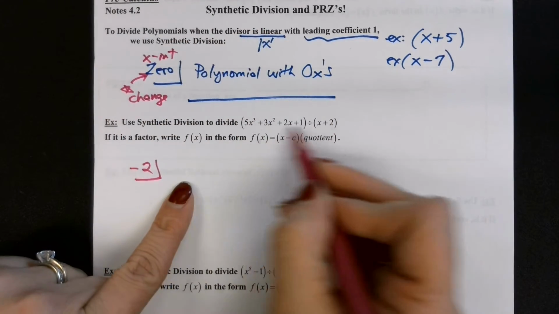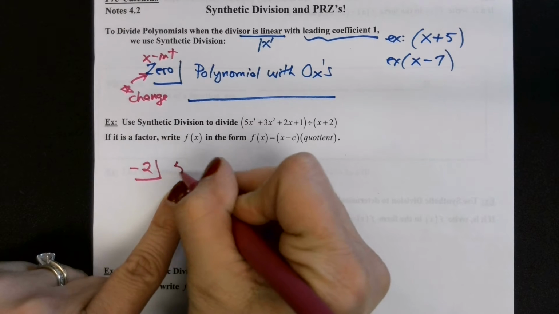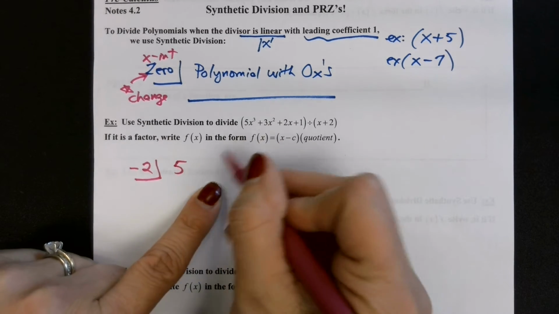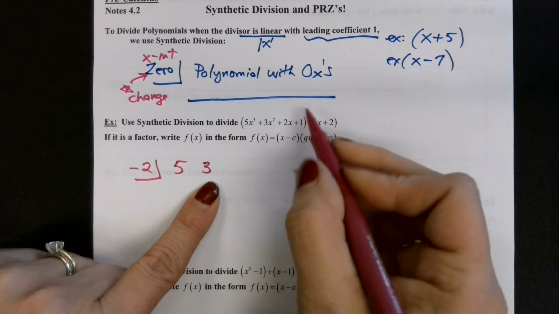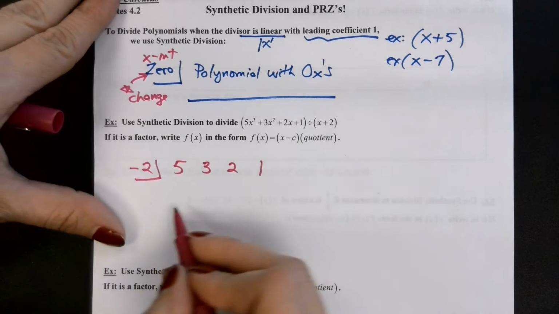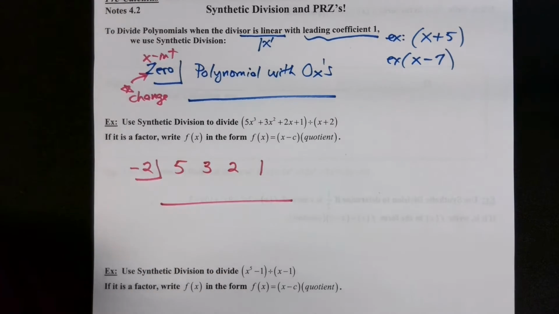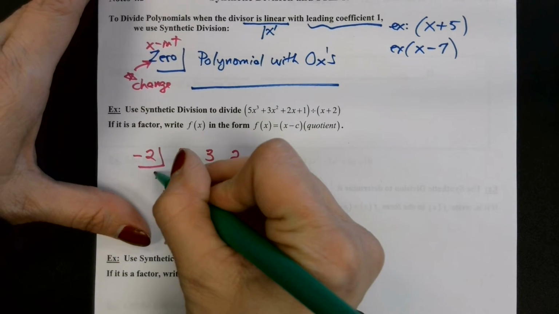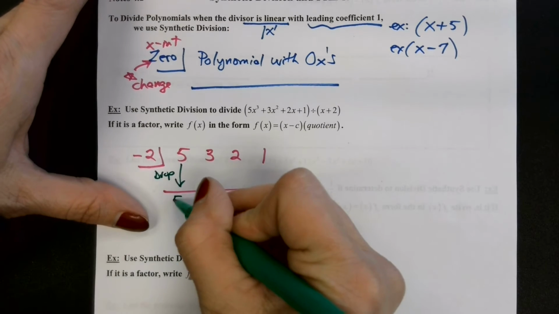Now the polynomial that I'm dividing, we're just going to put the coefficients. So that's the third power, the quadratic term is a 3, and then we have a 2, and then we have a 1. Then you leave a little bit of space. So to do synthetic, the first thing you do is you drop it down. Step 1, you always drop, and we have a 5.